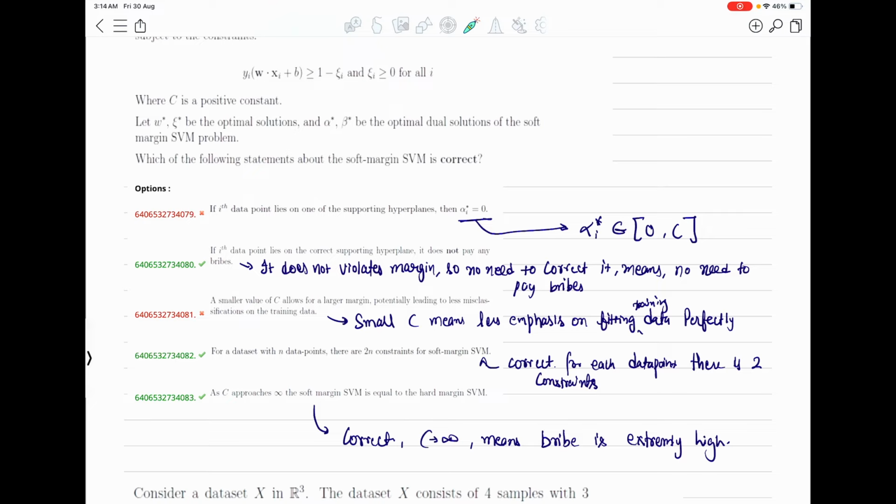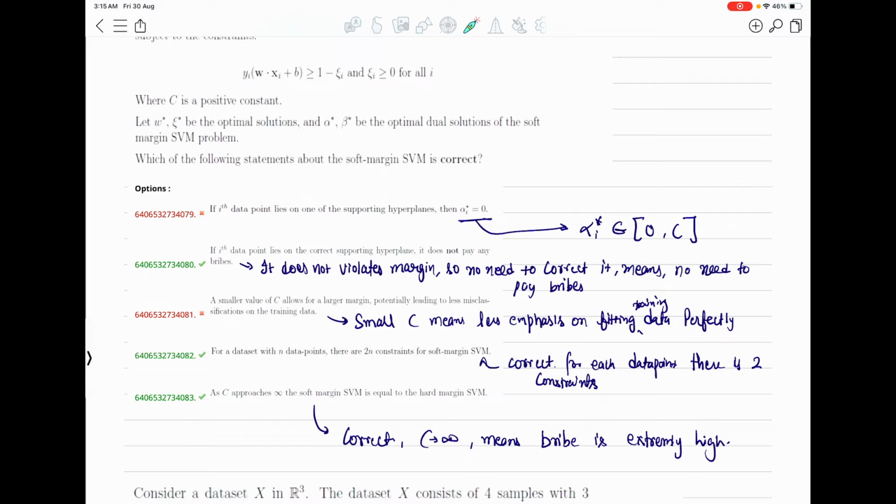The first option is: if the ith data point lies on one of the supporting hyperplanes, alpha star will be equal to 0. If you remember, if the point is lying on the supporting hyperplane, then our alpha belongs to 0 and C. I have discussed it in my recent videos, when I was summarizing this. I stated it clearly that if points are on the hyperplane, then alpha belongs to 0 and C, so it can take any value from 0 to C.